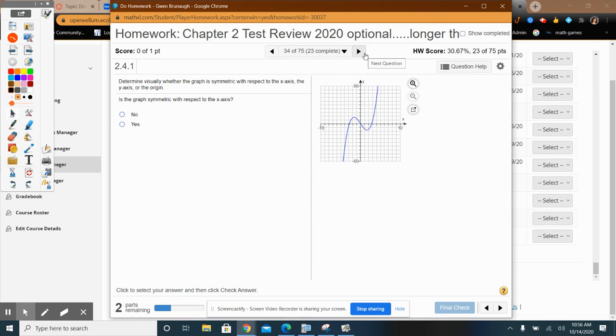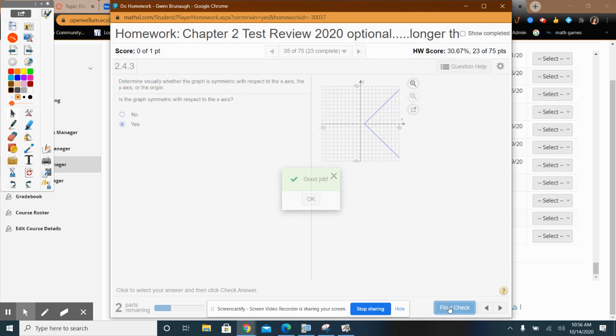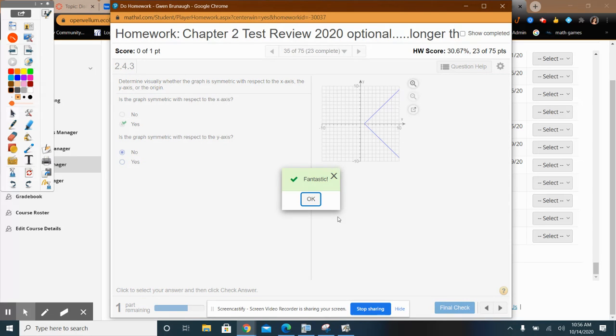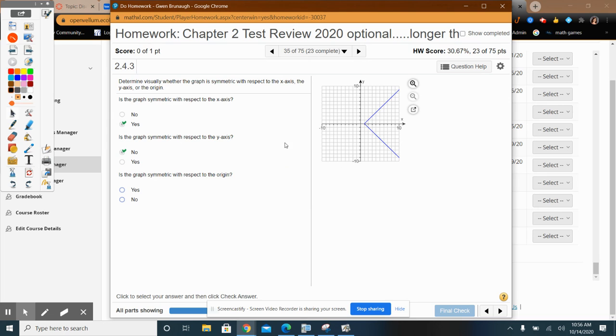Okay, let's look at some symmetry. I'm going to skip one here. Let's do this one. Does it have x-axis symmetry? Does it fold over the x-axis? That is a yes. Does it fold over the y-axis? That's a no. And does it have origin symmetry? If you turn it upside down, will it be the same? And that is also a no.